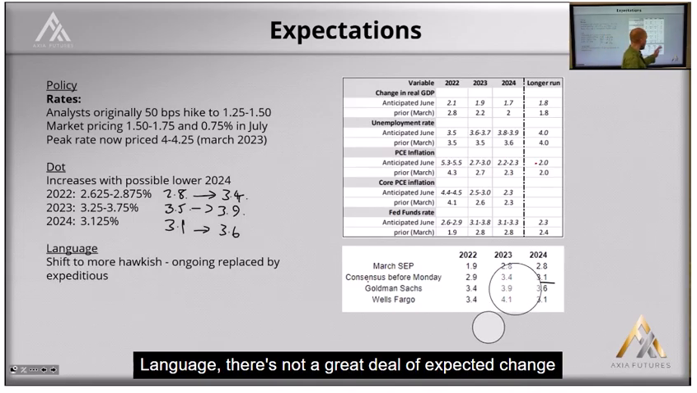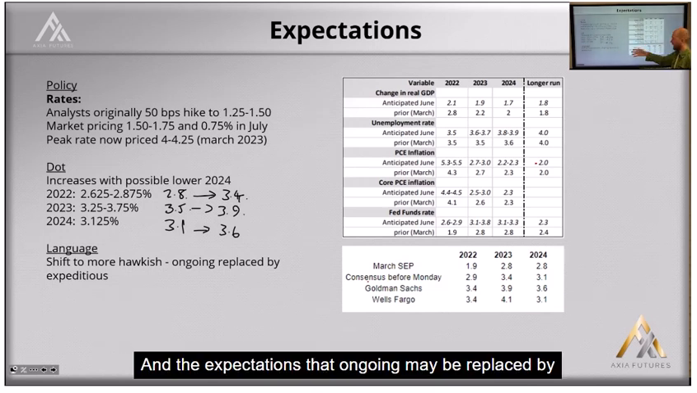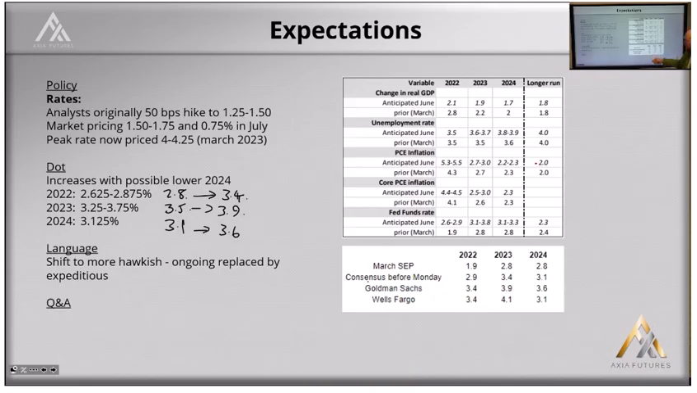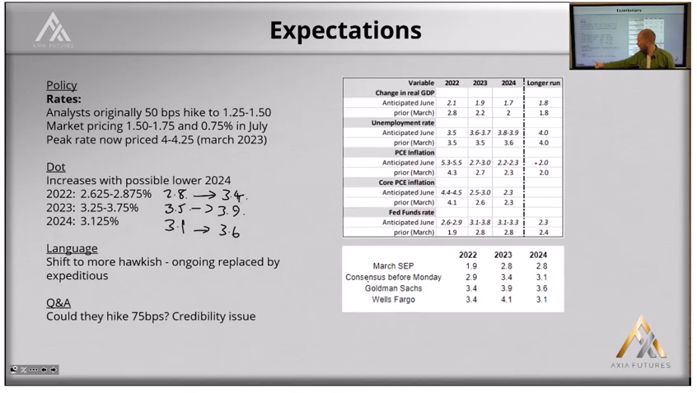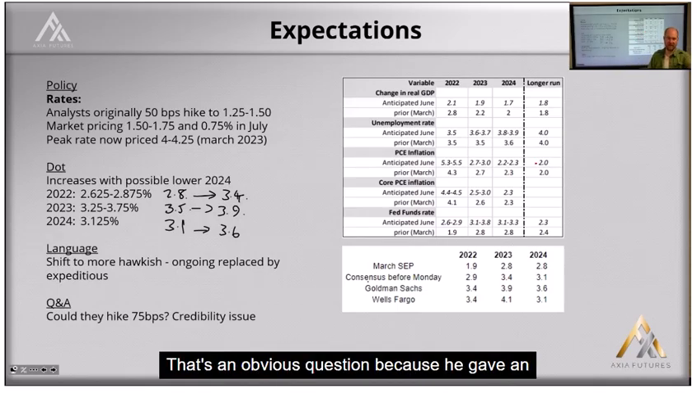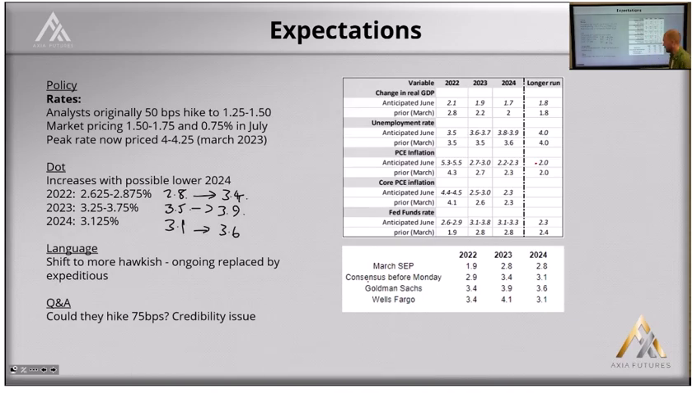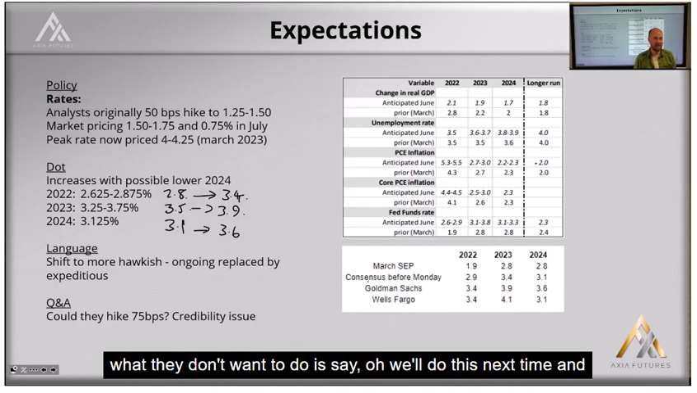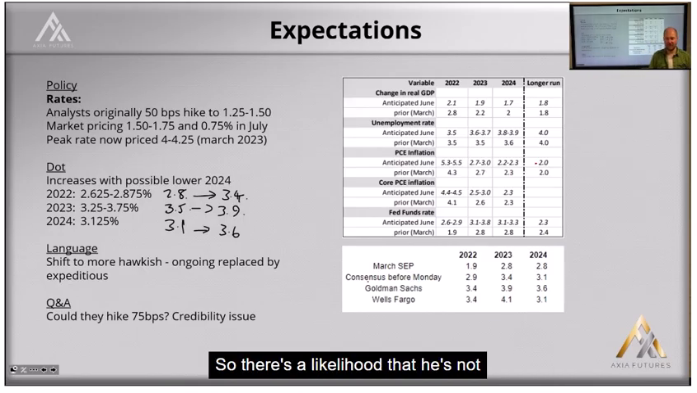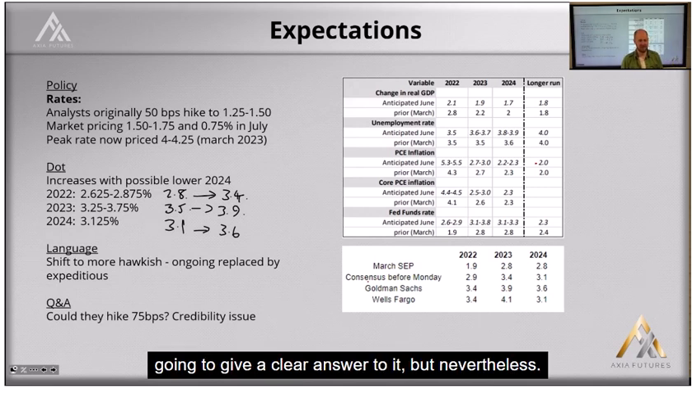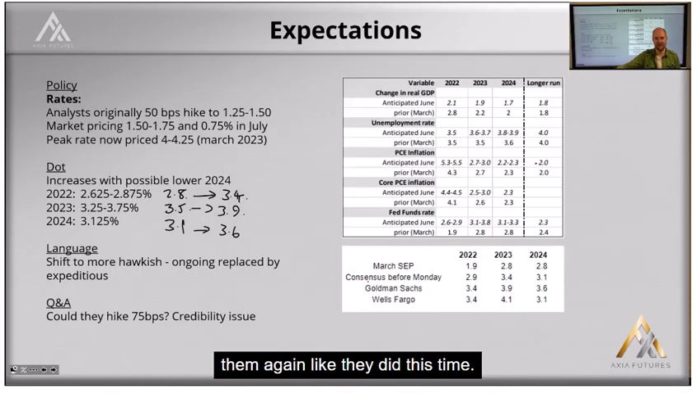Language. There's not a great deal of expected change in the language. So expectation could go more hawkish, and the expectation is that "ongoing" may be replaced by "expeditious." Q&A, the big question, of course, and we know this: will they hike 75 at the following meeting? That's an obvious question because he gave an answer last time. That's the big one that everybody wants to know the answer to. This is essentially a credibility issue now. What they don't want to do is say, oh, we'll do this next time, and then not do it. So there's a likelihood that he's not going to give a clear answer to it. But nevertheless, what they don't want to do is risk the markets pushing them again like they did this time.